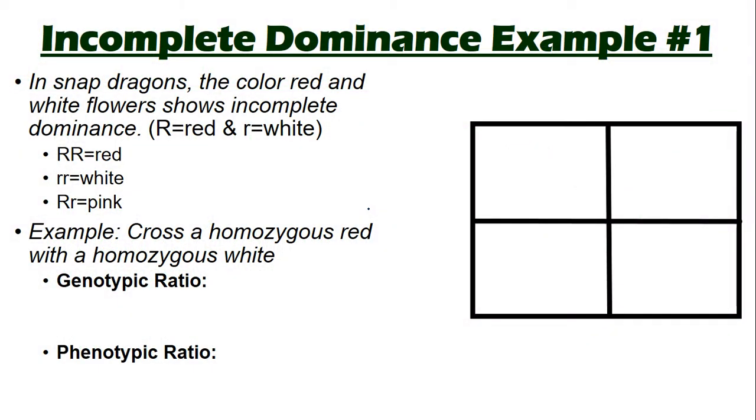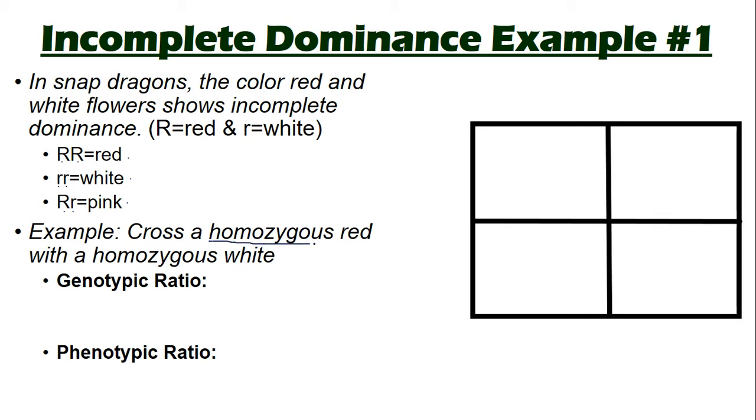Just jump in. It's good to just do some work and understand it by looking at how it happens. It says in snapdragons, the colors red and white flowers show incomplete dominance. Red has the capital letter, which means red is dominant, and lowercase r is white, the recessive trait. So if you have big R, big R, you're going to be red. If you're little r, little r, you're going to be white, and big R, little r is pink.